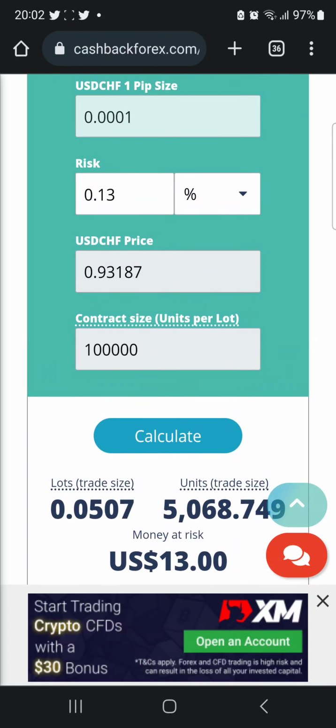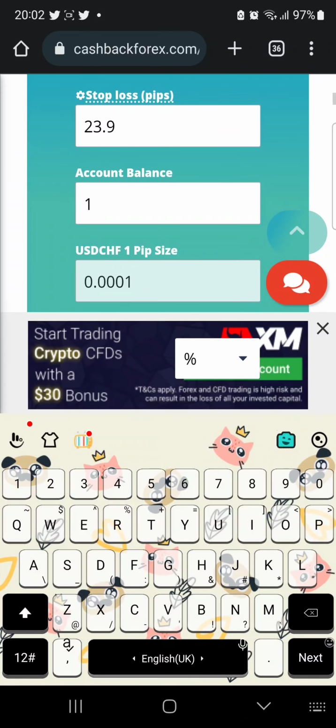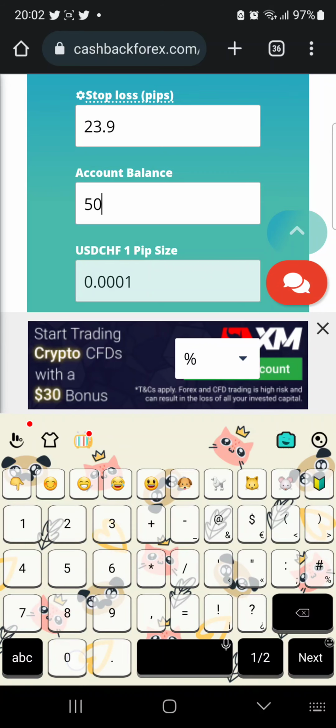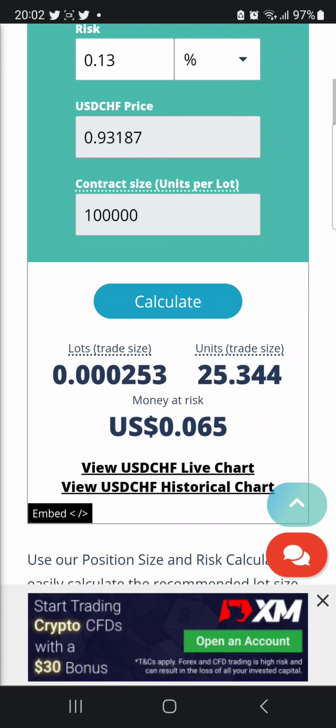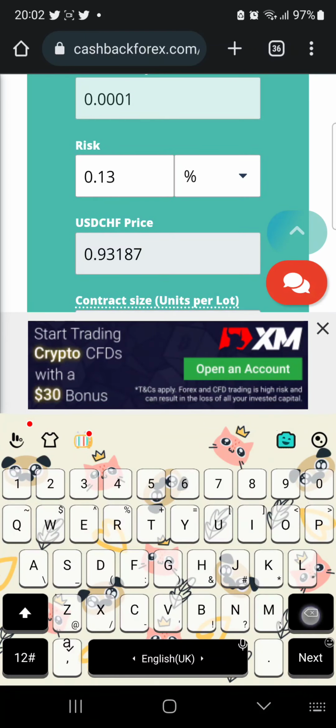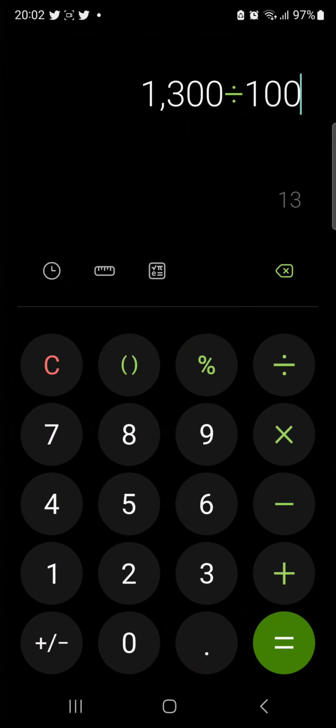So like I said to you, let's say your account balance is $50, and you want to risk 0.13%. If you click on it, you can see you are risking 0.006, which does not make sense. There's no way you can trade with that on forex. There's nothing like 0.00. So now let's say you want to risk $5.